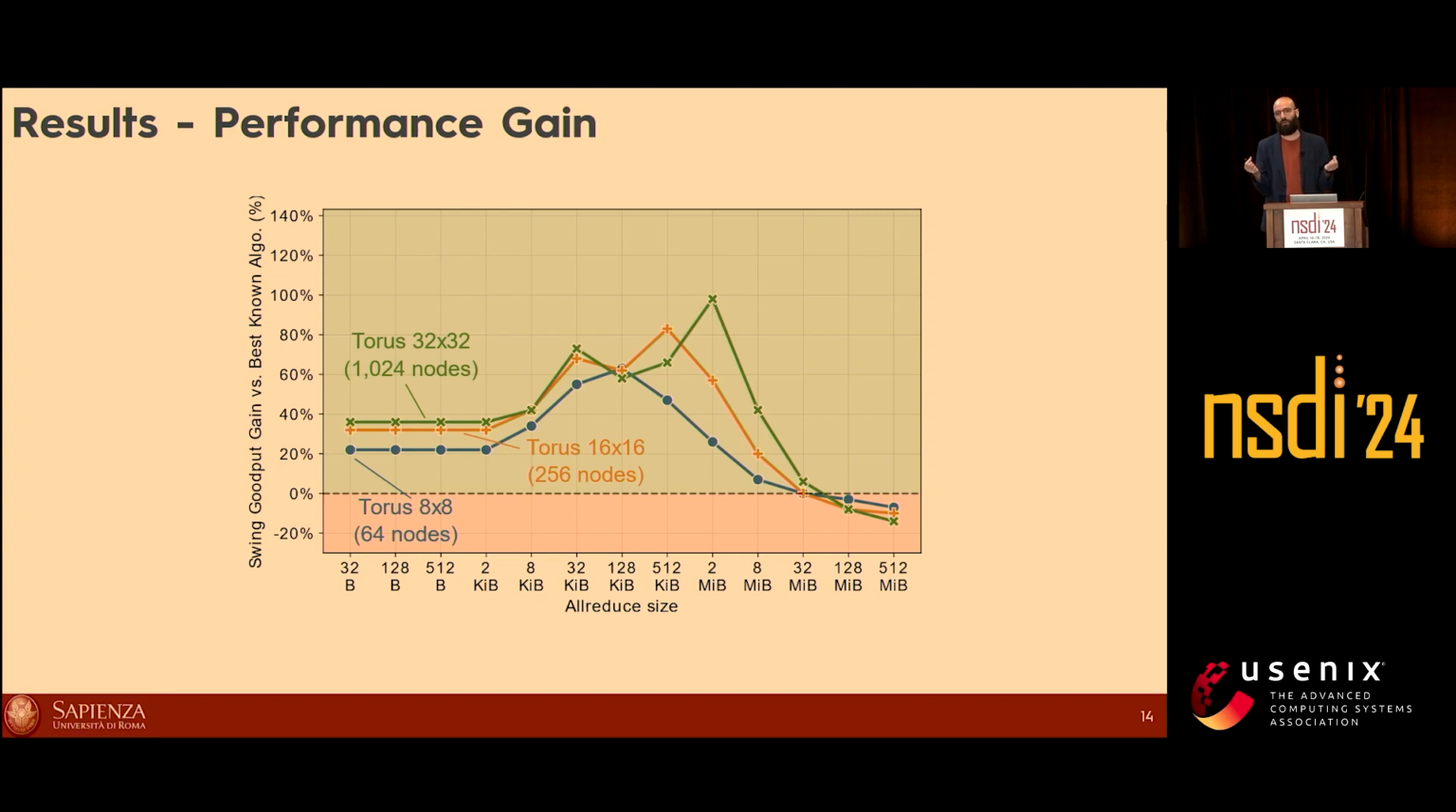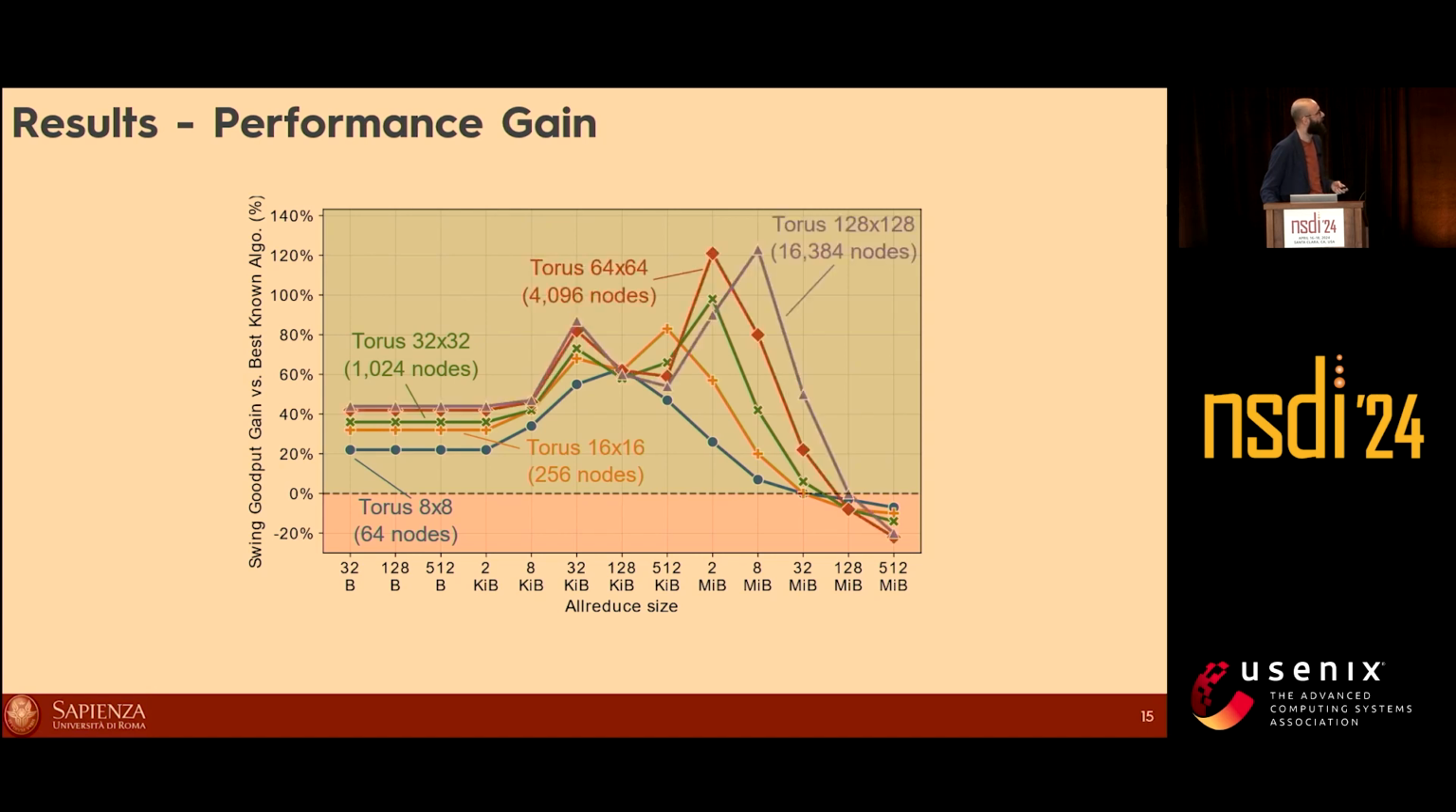This is for the same reason. The network is getting larger, so eventually these flow collisions, this means that there will be communications happening between very distant nodes, so we will have many flow collisions, and this is why this is also dropping.